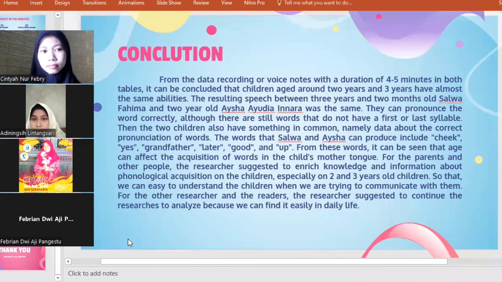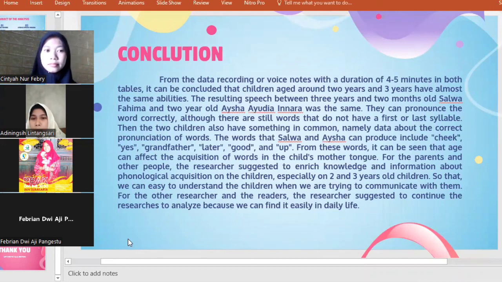And from all of the presentation, it can be concluded that children around 2 years and 3 years old have almost the same abilities. The resulting speech between Salwa Fahima, 3 years and 2 months old, and Aisyah Ayudhya Inara, 2 years old, was the same. They can pronounce the words correctly, although there are still words that do not have the first or last syllable. Then the two children also have something in common, namely data about the correct pronunciation of words. The words that Salwa and Aisyah can produce include chick, yes, grandfather, ladder, good, and up. And from these words, it can be seen that age can affect the acquisition of words in the child's mother tongue.